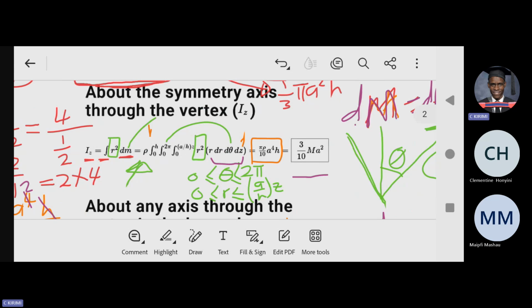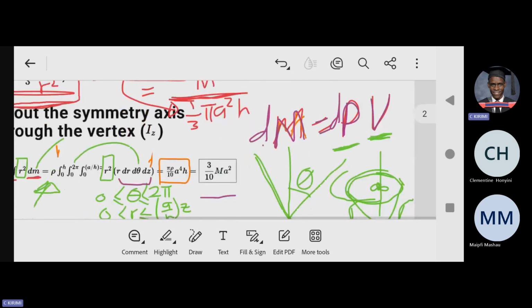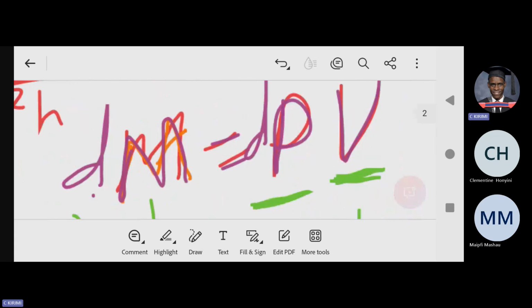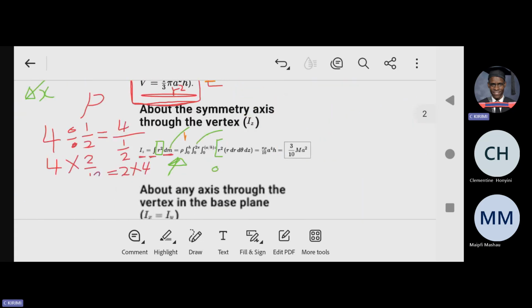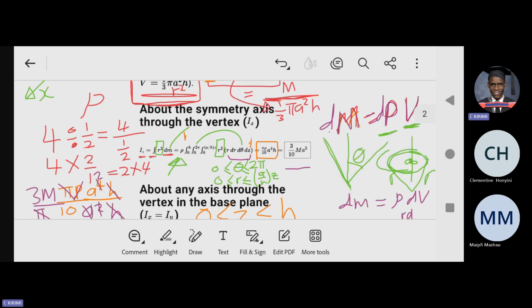You are replacing dm. You know that mass is density times volume, so dm becomes rho dv. But rho, the density, is a constant, so you can take it outside the integral, which means dm is the same as rho dv.